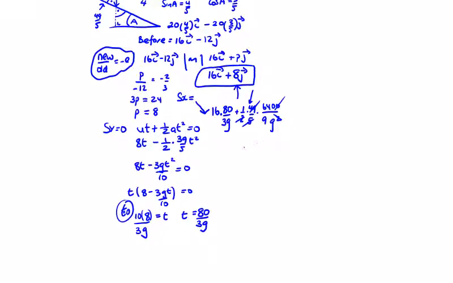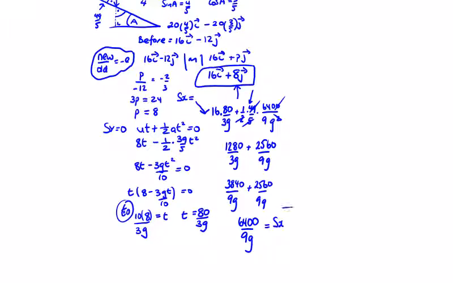So 8 by 16 is 128, so 1280 over 3g plus, that'll be 4 times 640, 2560 over 9g. So I make them both over 9g. I'm going to get 3600 and 240, 3840 over 9g plus 2560 over 9g. And that is going to give 6400 over 9g for s of x.